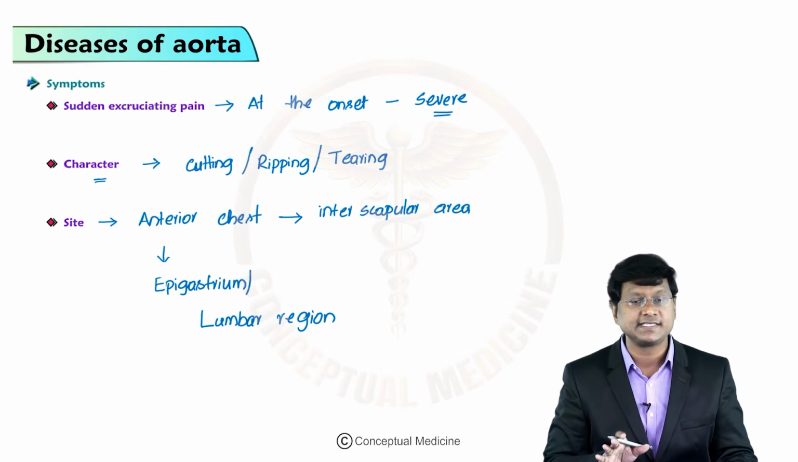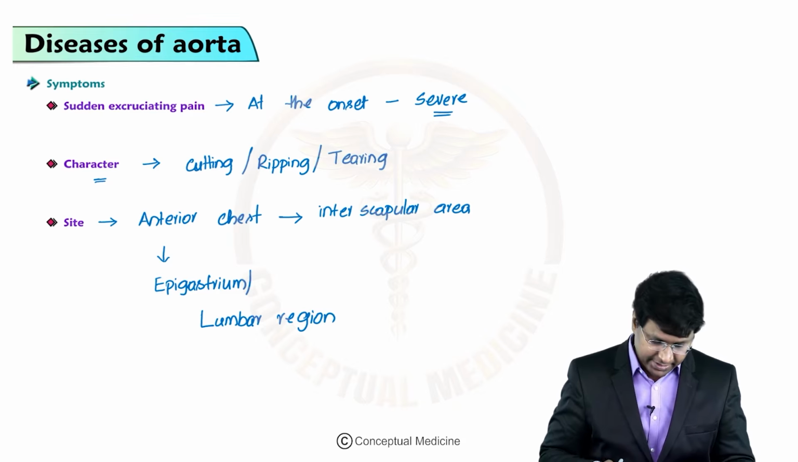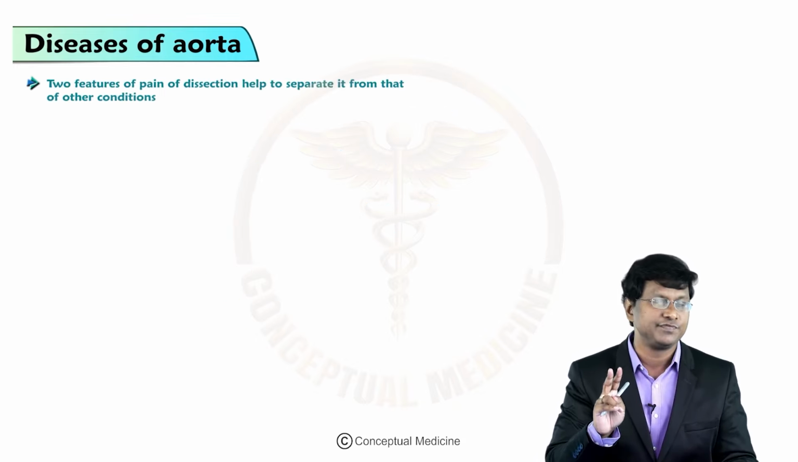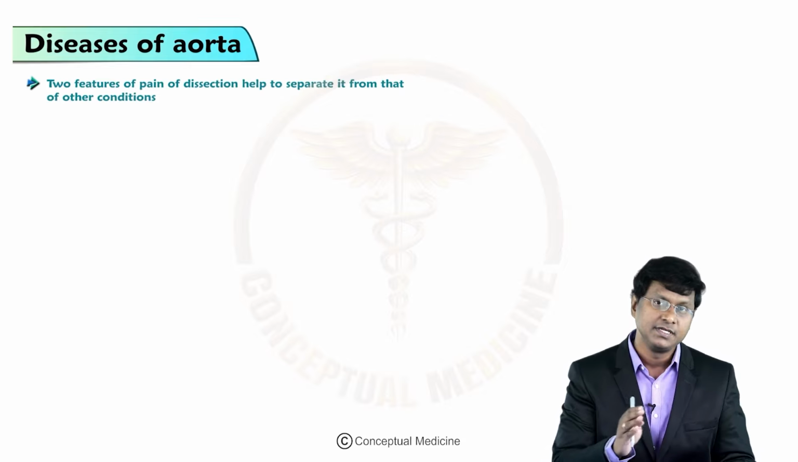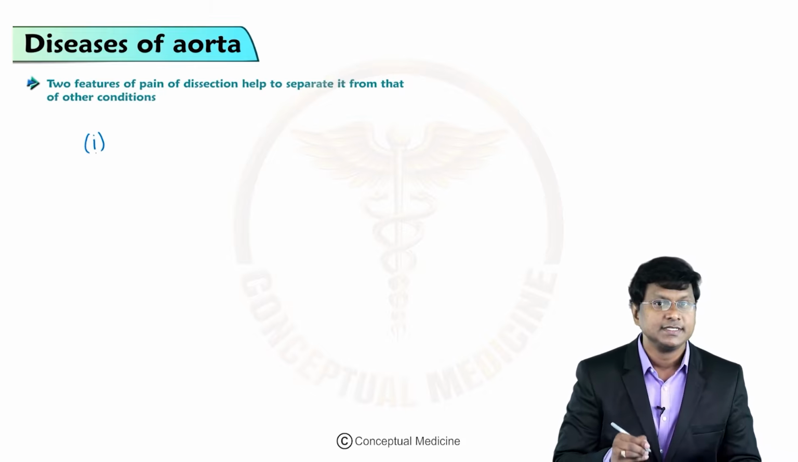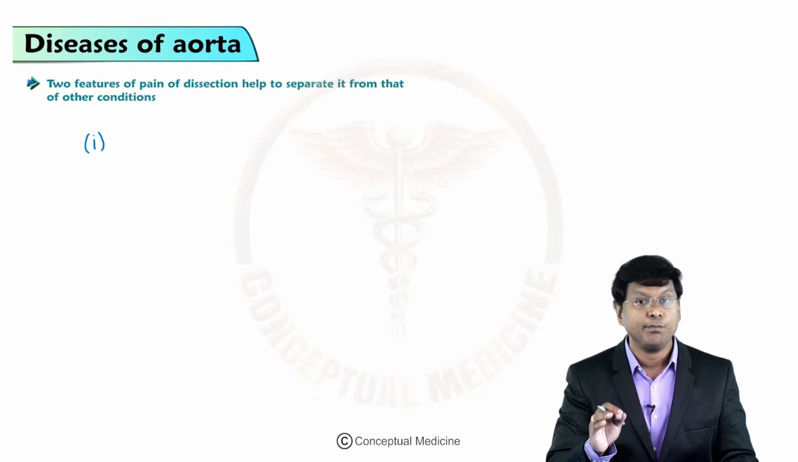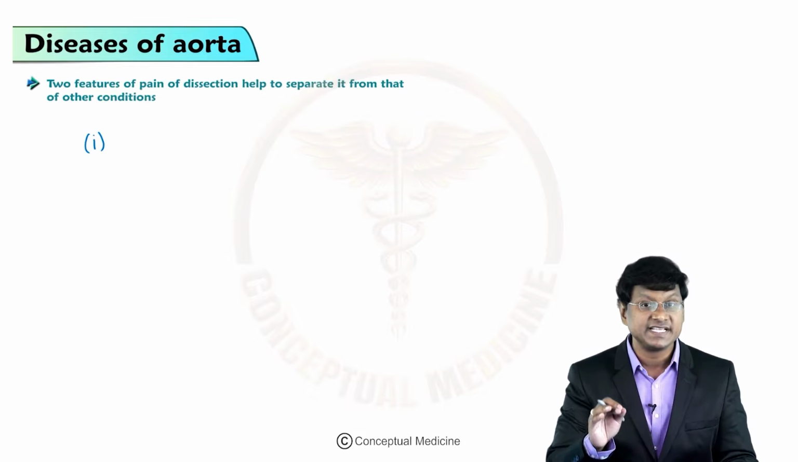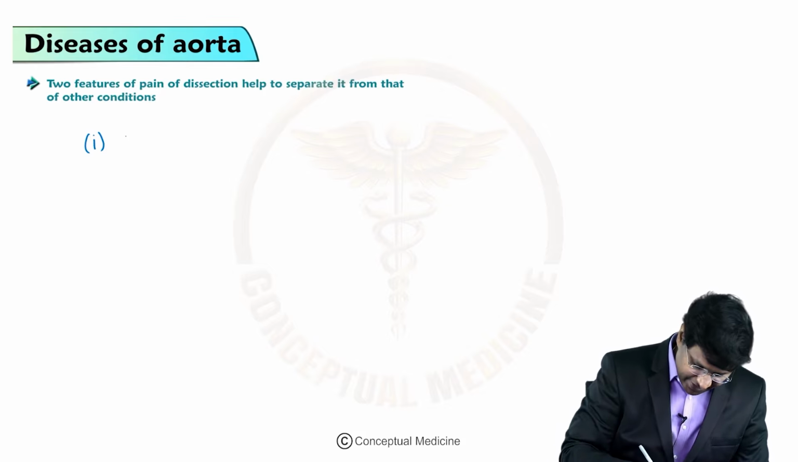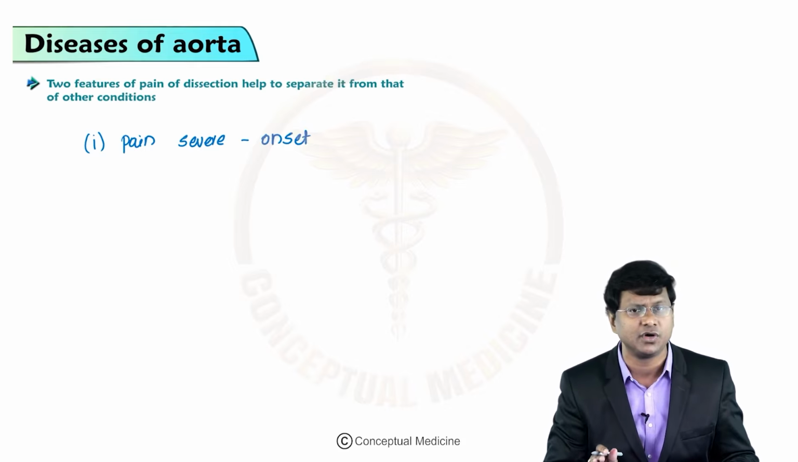Okay, so these are the site of pain and their progression or radiation. Now, there are two features of the pain of dissection that help to separate it from other conditions. What is that? Number one, the discomfort of dissection typically is at its most intense from its inception. So the pain is very severe at the onset.